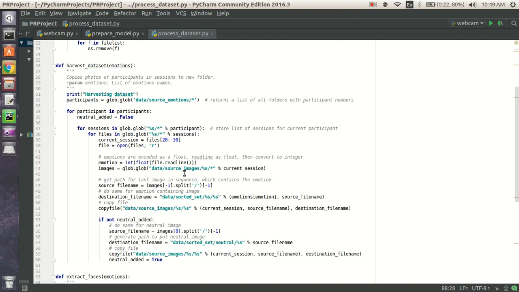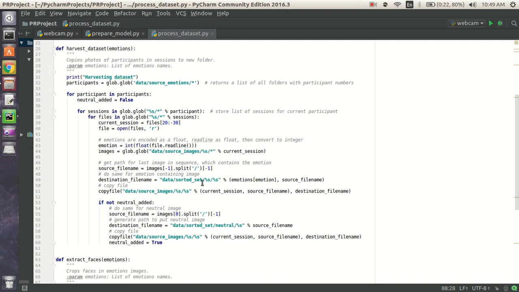emotions. These two are further stored in the sorted data set, where the sorted set consists of a subfolder for each of the emotions. So all the images corresponding to one emotion go into a single folder.